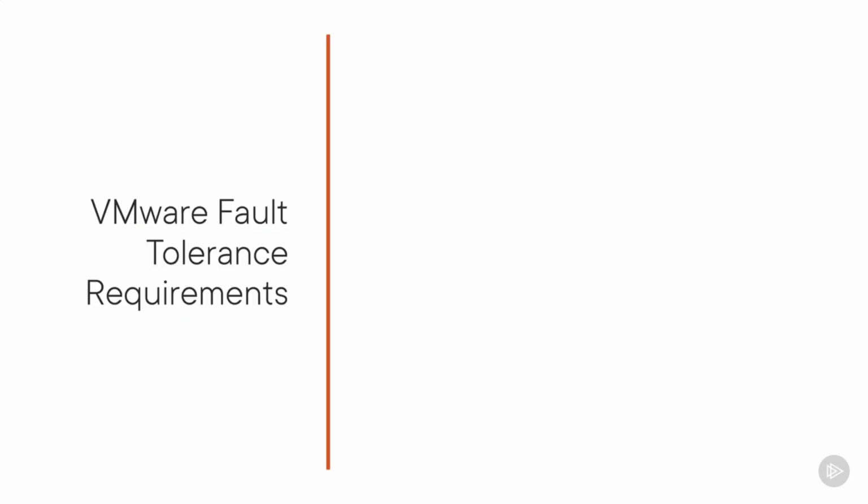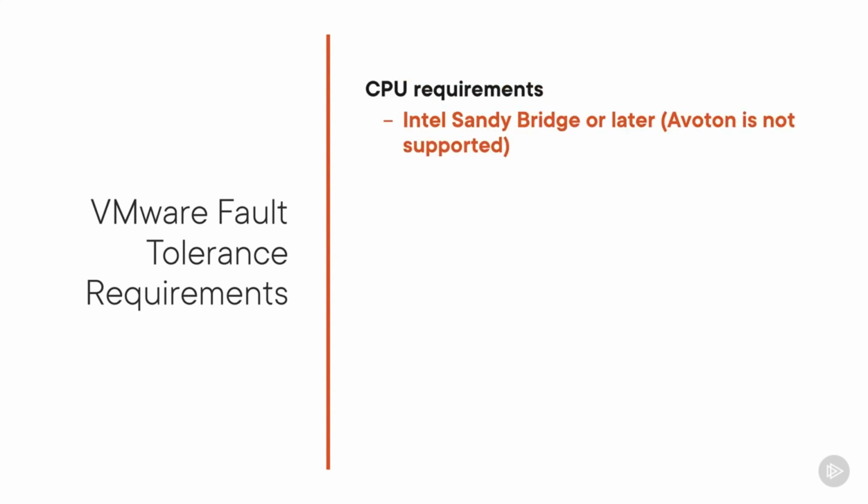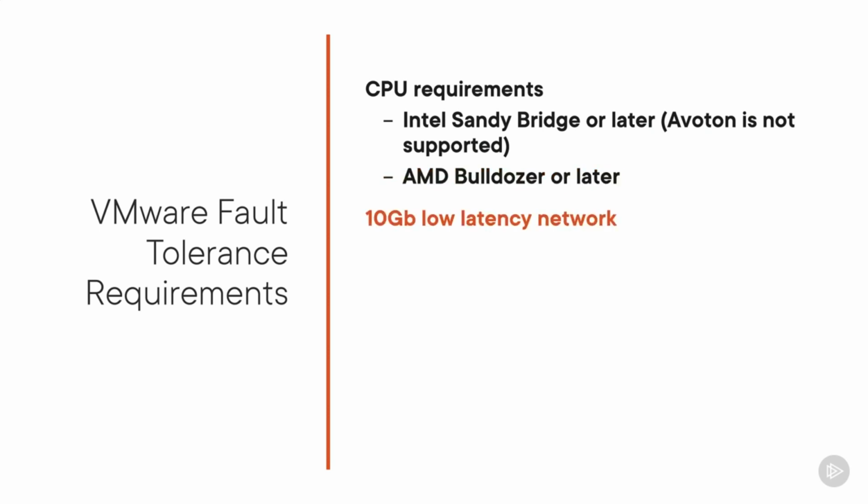Now, there are a number of requirements that go along with VMware fault tolerance, as you might imagine. The first one being around CPU requirements. For example, Intel Sandy Bridge CPUs or later are required. Avoton is not supported. These are families of Intel CPUs. And then on the AMD line, AMD Bulldozer family CPUs or later are required to use VMware fault tolerance.